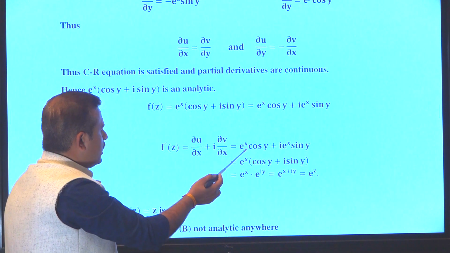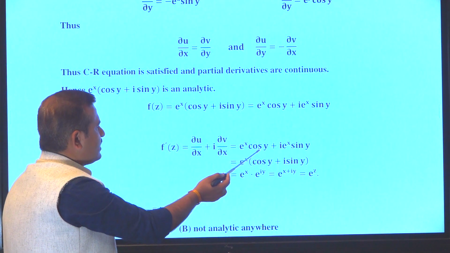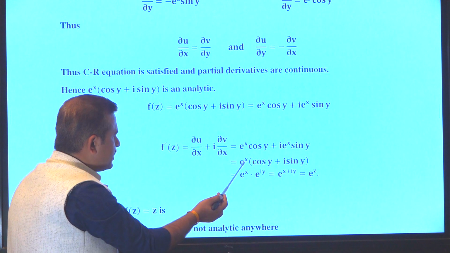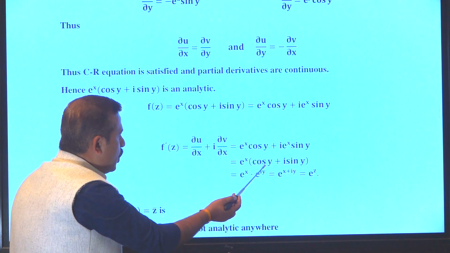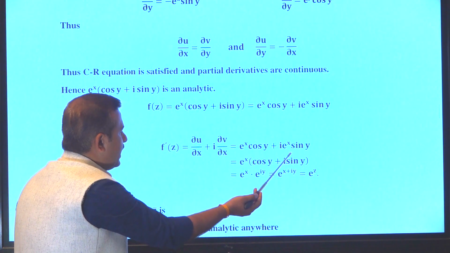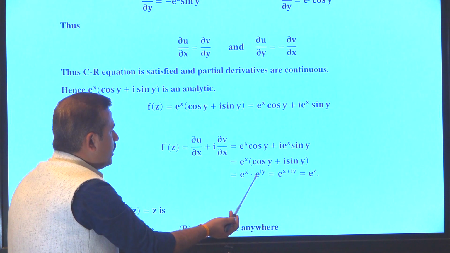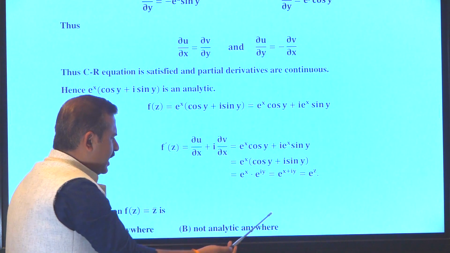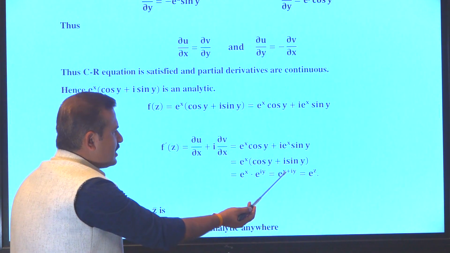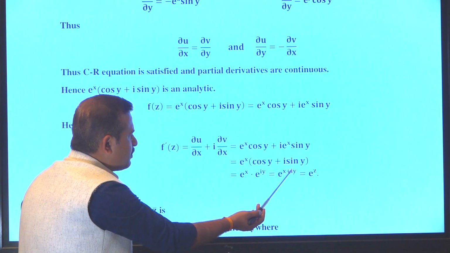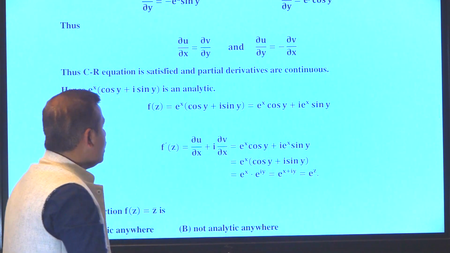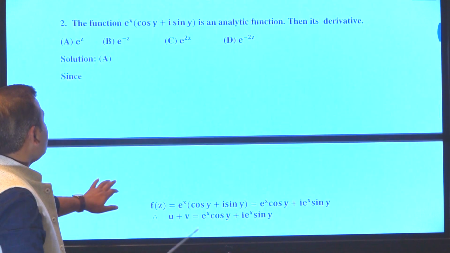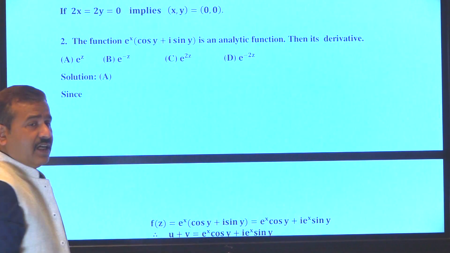Just we put here the value of del u upon del x and del v upon del x. After substituting this result, see e to the power x as it is, cos y plus i sin y. You can write here by Euler's formula e to the power iy. So after minor simplification it becomes e to the power x plus iy, and e to the power x plus iy becomes e to the power z. So this is the options. Option number A is the correct.